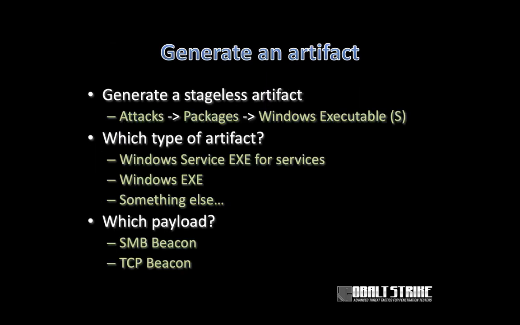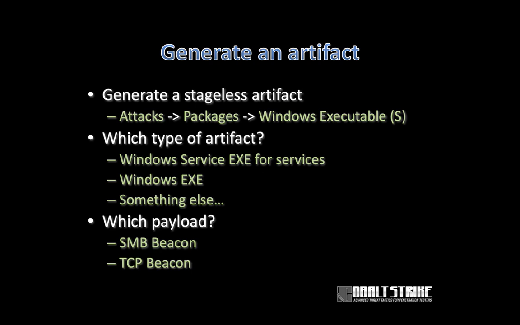Let's go through these. When you generate an artifact, I recommend you use a stageless artifact. You can generate a stageless artifact by going to Attacks, Packages, Windows Executable (S) in Cobalt Strike. What type of artifact should you generate? I would use a Windows Service EXE if you plan to create a service to run your executable. Use a Windows EXE everywhere else, or get creative and generate a DLL or generate a raw position independent blob that you can embed into some other artifact and run in a creative way.